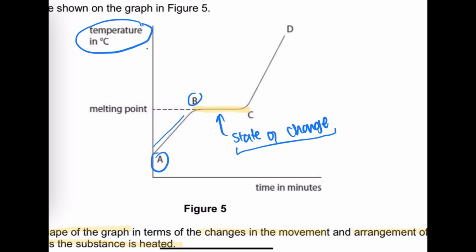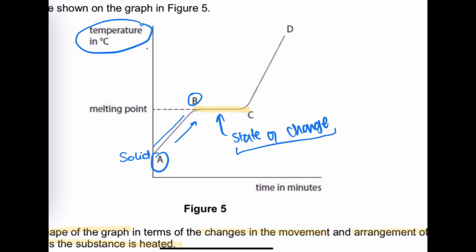So from A to B, you can see that it rises. We know that it is a solid here. This is because the particles in a solid are in a lattice, so they are in a fixed position. So this means they start vibrating more and more because there's more kinetic energy from the increase in temperature, so it goes up until it starts the change of state.